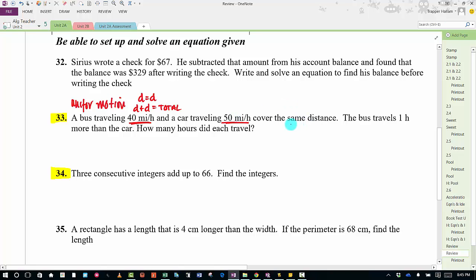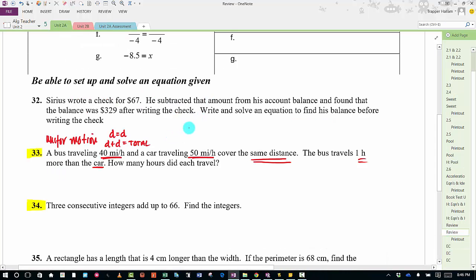So it tells us that the two vehicles are traveling the same distance. It says the bus leaves 1 hour later than the car does. So the car leaves first, the other leaves an hour later. It says how many hours did each travel? So it doesn't really tell us which direction they're going, but it does say that they travel the same distance.